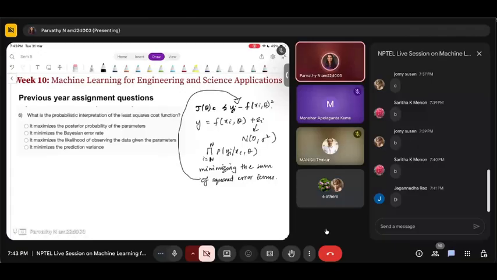So that's why minimizing the least square cost function is equal to maximizing the likelihood of observing the data given certain parameters. So the least square maximizes the likelihood of observing the data given the parameters.